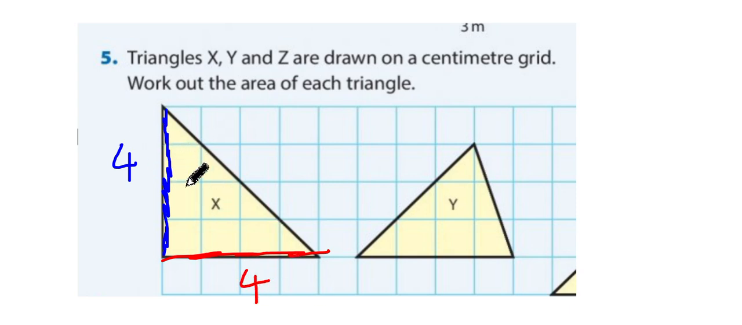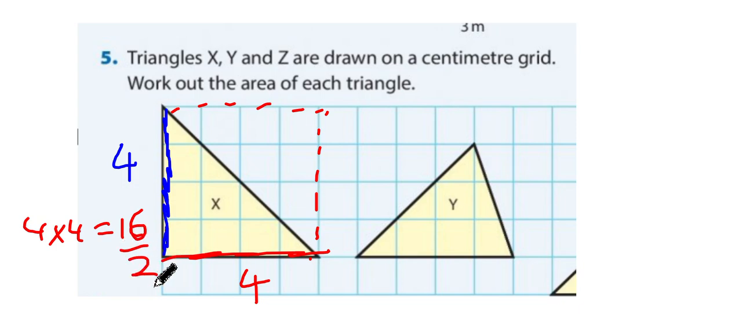So what am I going to do? Half of 4 times 4. I'm going to multiply 4 by 4 like it's a rectangle, except I'm going to halve the answer then. So 4 multiplied by 4? 16. If it was a rectangle, it'd be 16. But it's not a rectangle, it's a triangle. So 16 divided by 2? 8. Alright, we'll try and get it right now.